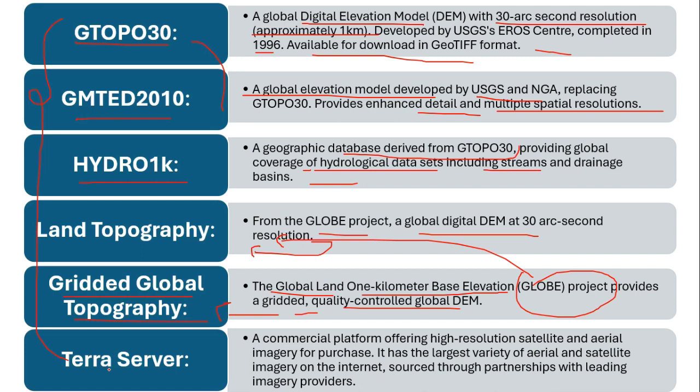Then there is Terraserver, a commercial platform that offers high resolution satellite and aerial imagery for purchase. It has the largest variety of aerial and satellite imagery on the internet, sourced through partnerships with leading imagery providers. We will get the highest resolution data sets here, but you have to pay for these data sets.